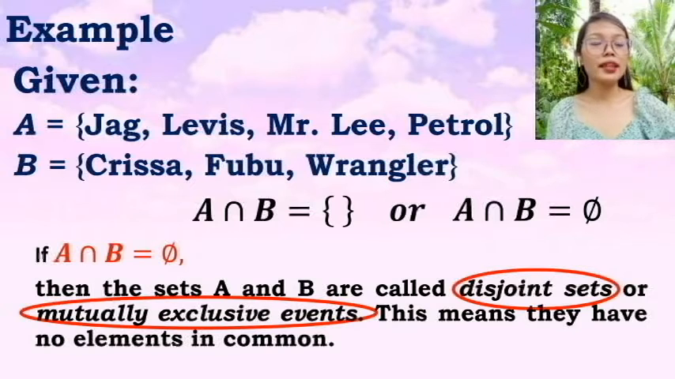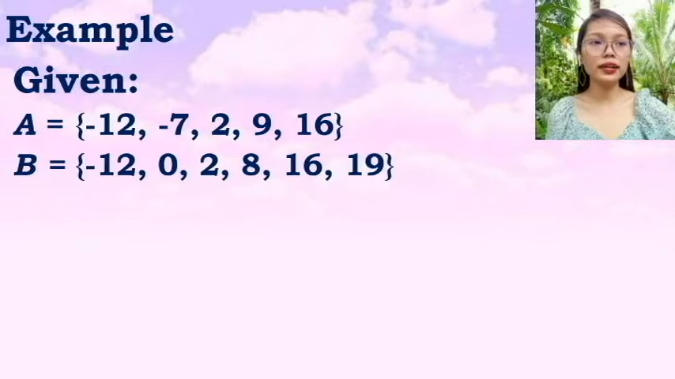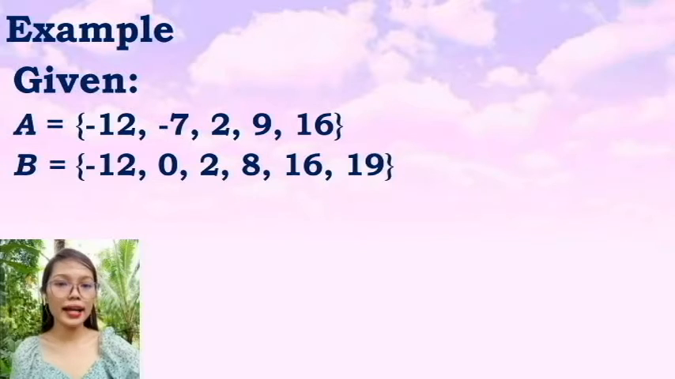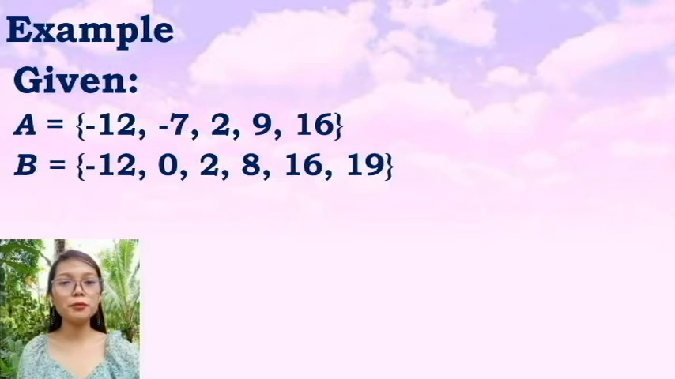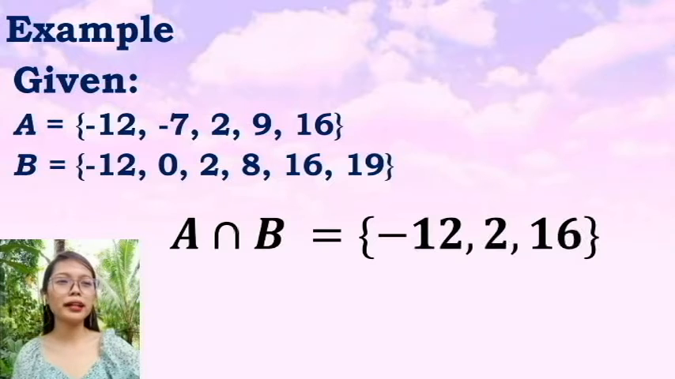Okay. Third example, we have set A, negative 12, negative 7, 2, 9, and 16. For B, negative 12, 0, 2, 8, 16, and 19. Unsa may common elements kanani ni B? Natay negative 12, natay 2, natay 16. Therefore, A intersect B based on the given is negative 12, 2, and 16.